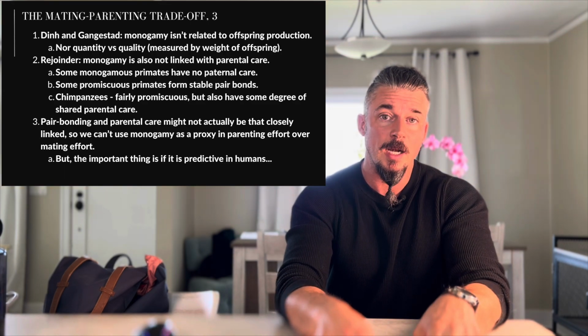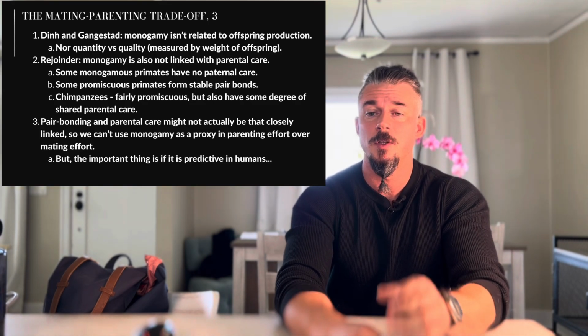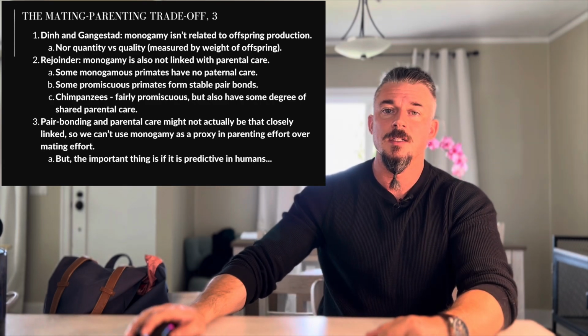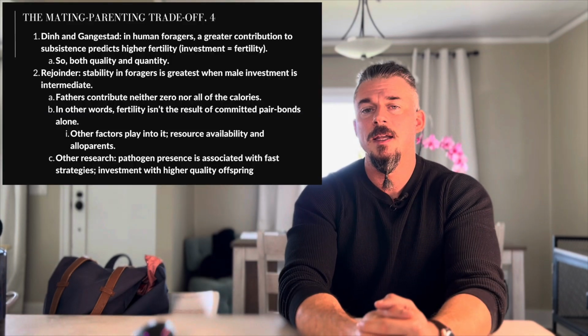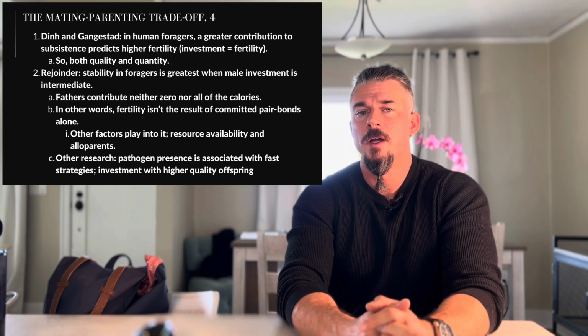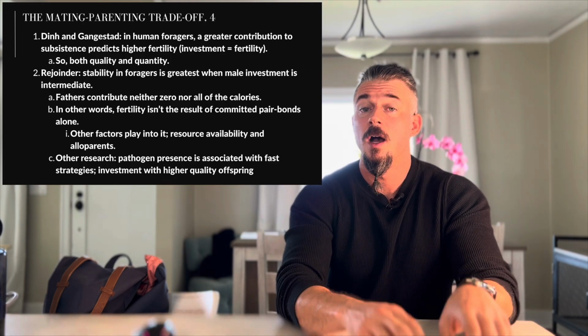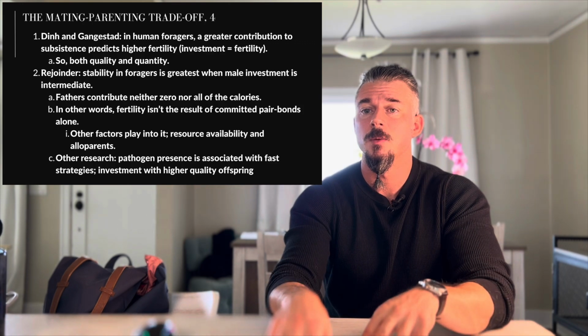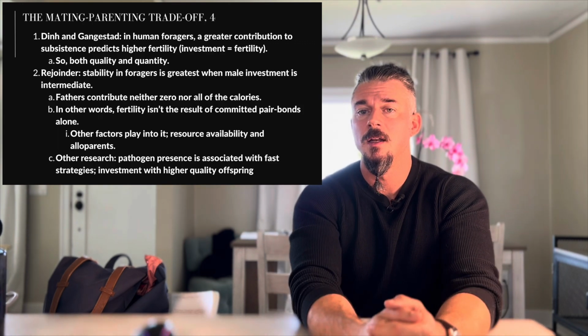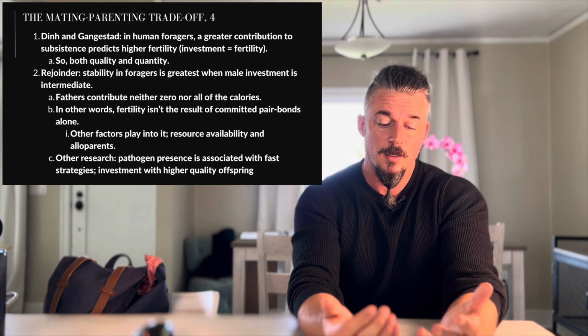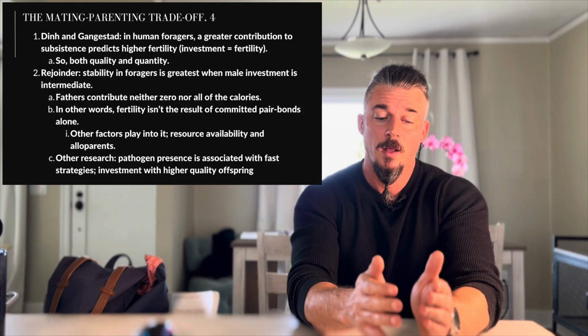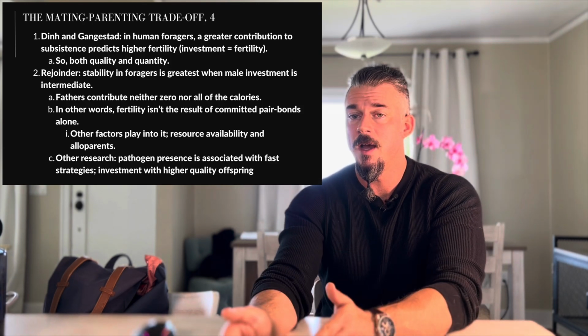But this is looking at animals, right? The important thing is that it's predictive in humans. So let's go on to the next slide and see what else we're looking at. Din and Gangestad here said that in human foragers, a greater contribution to subsistence predicts higher fertility, right? So higher investment, higher fertility. That's kind of what we see in human foragers, again contrary to what we might expect, where lower investment is associated with higher fertility.